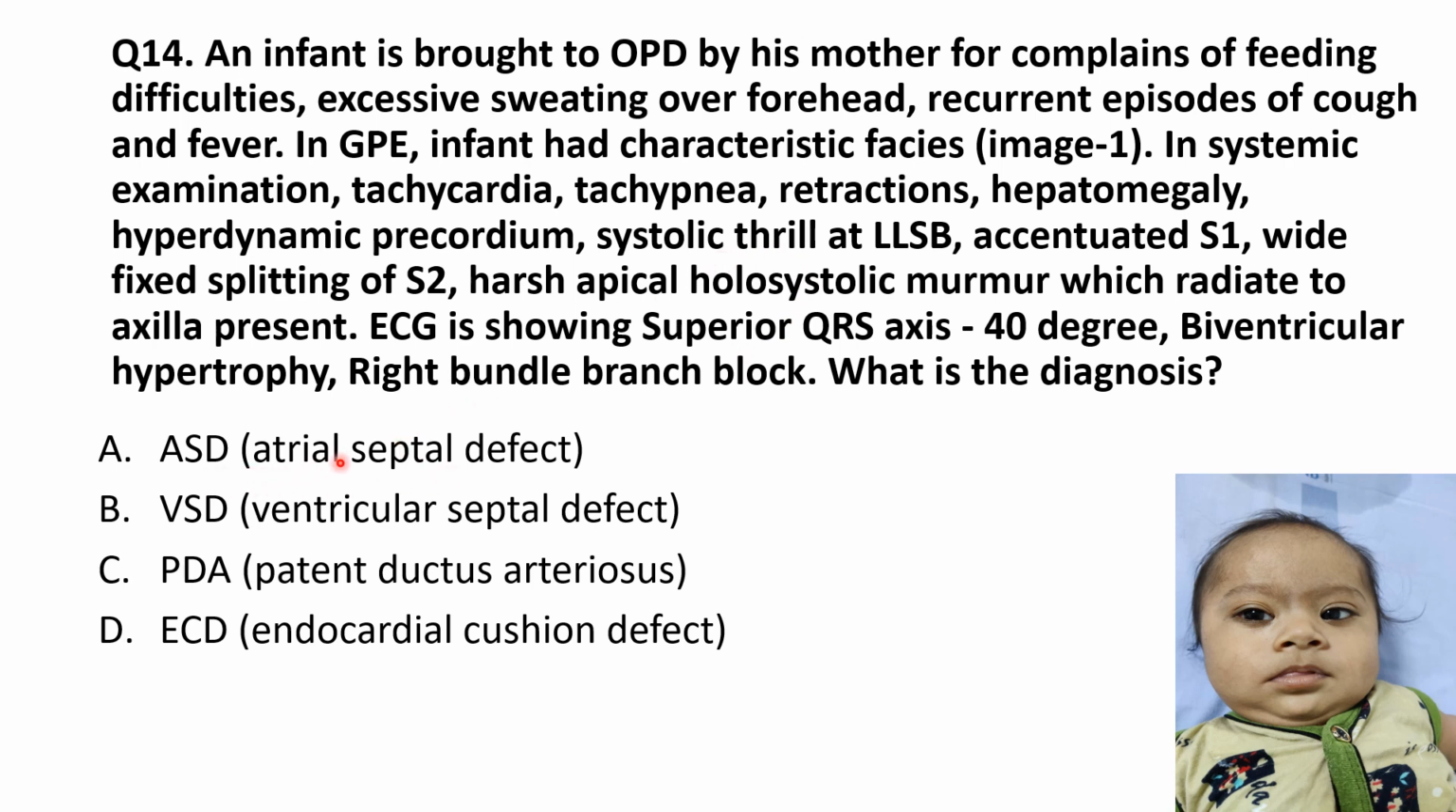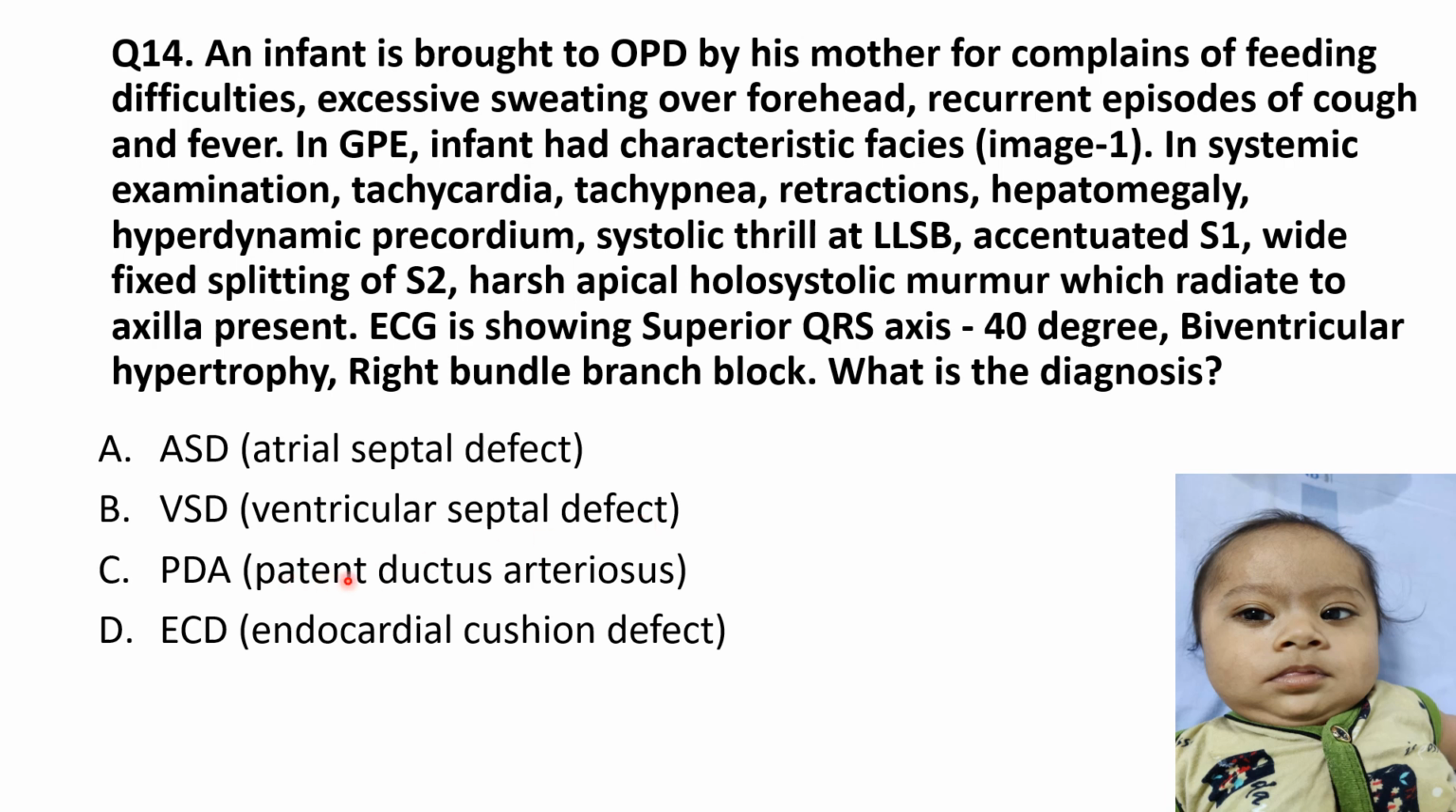And in ASD, the ECG will show right axis deviation with right ventricular hypertrophy. RBBB can be seen with ASD also. So the ECG is also not supporting only ASD. Now in VSD, left axis deviation with left ventricular hypertrophy, later on biventricular hypertrophy can be seen, and RBBB is not common with VSD. It is not seen with VSD.